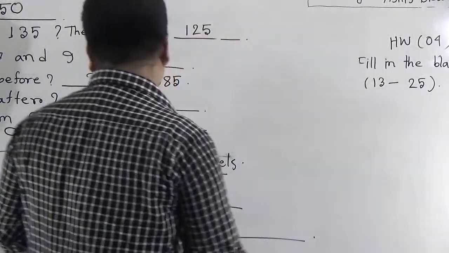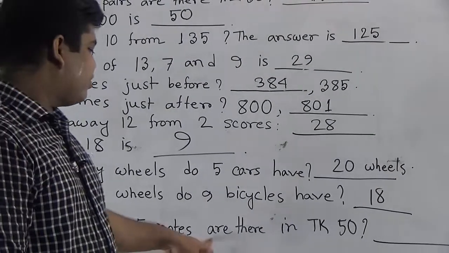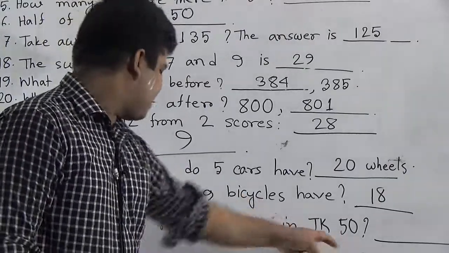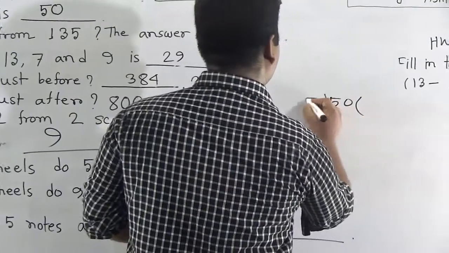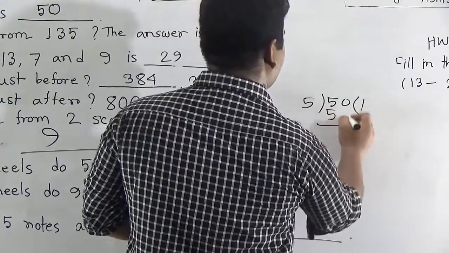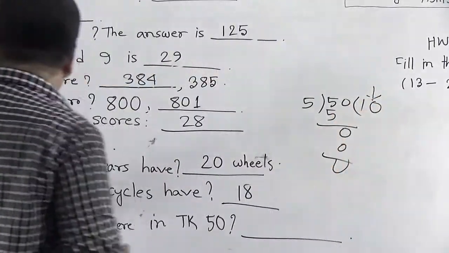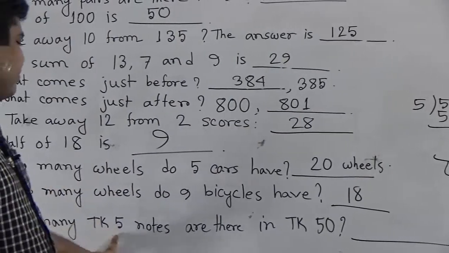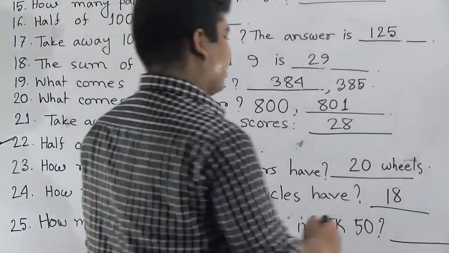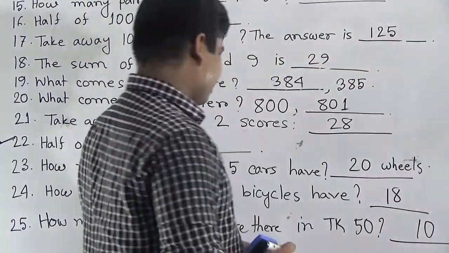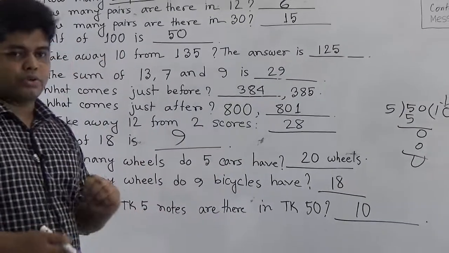Just like this small example, we shall easily find out the answer. That means how many Taka 5 notes are there in Taka 50. So we divide 50 by 5 and we get the answer. That means 50 by 5. 5 on the 5 and 0 left. In 0, 5 goes 0 times. That means we say that there are 10 5 Taka notes in Taka 50. So the required answer is 10 5 Taka notes.